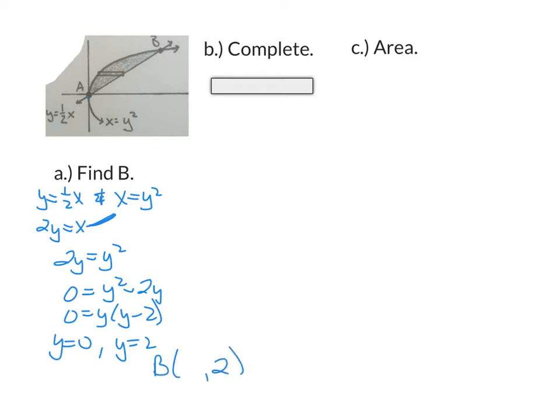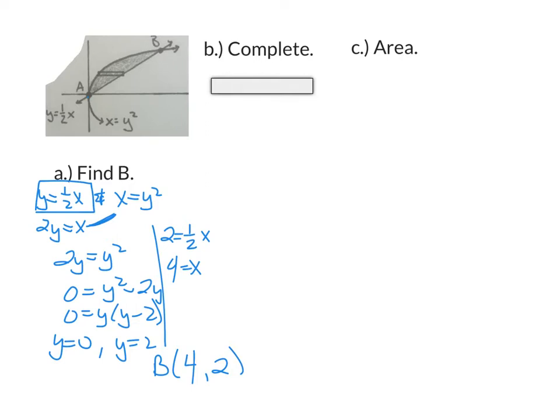But what's the x coordinate? Well, since B is on both curves, I could plug it into any of these equations, and that's the y coordinate. So 2 is equal to 1/2 of x, which means that x has to be 4. So that's talking about the point 4, 2.